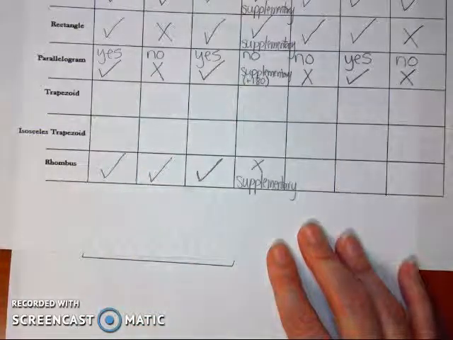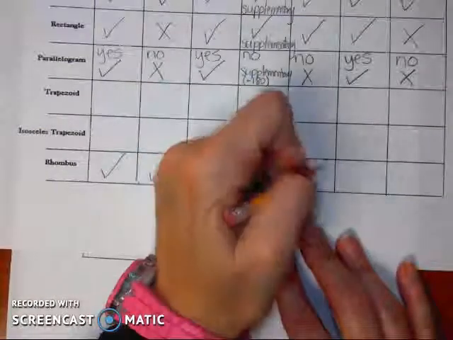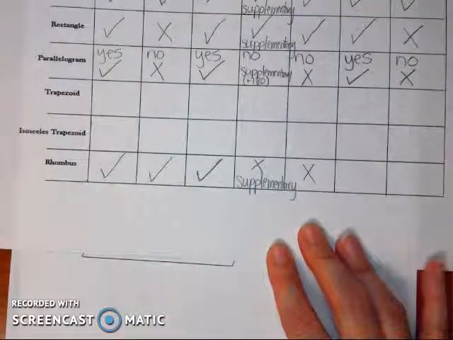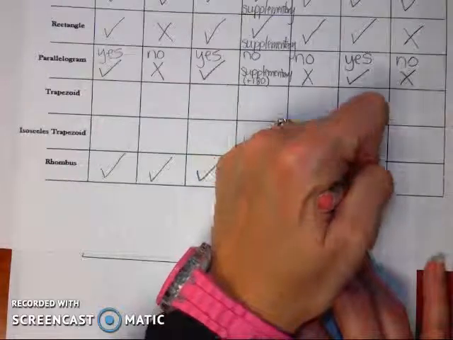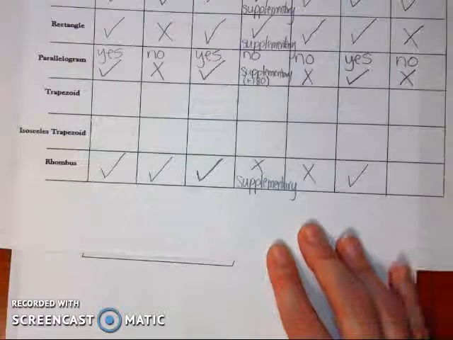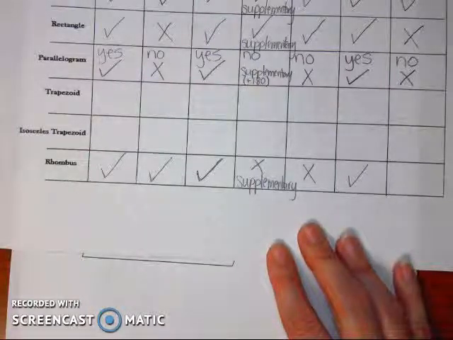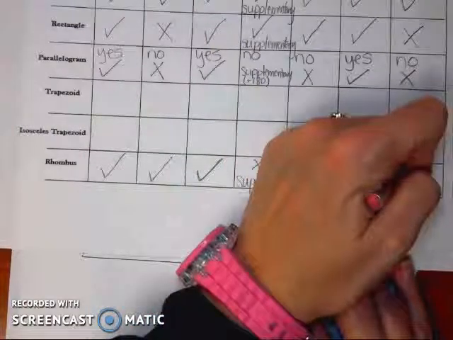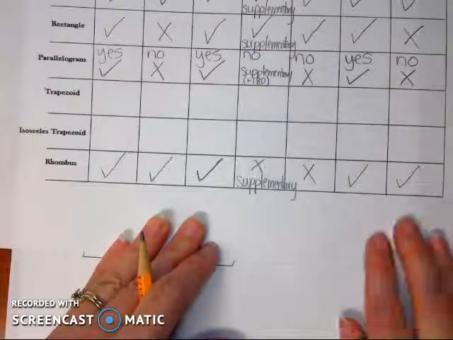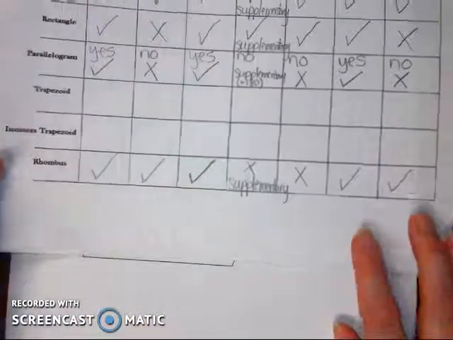Are the diagonals equal? No. Just like in a parallelogram, they are not going to be equal. Do they bisect each other? Yes, they will. They will split each other in half because it's a property of a parallelogram. And are the diagonals perpendicular? Yes, they will be perpendicular, if we had a rhombus to show you.